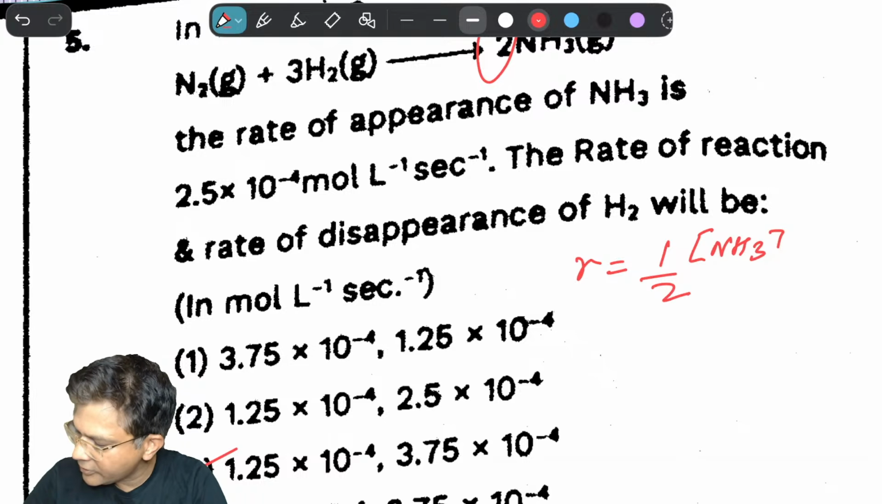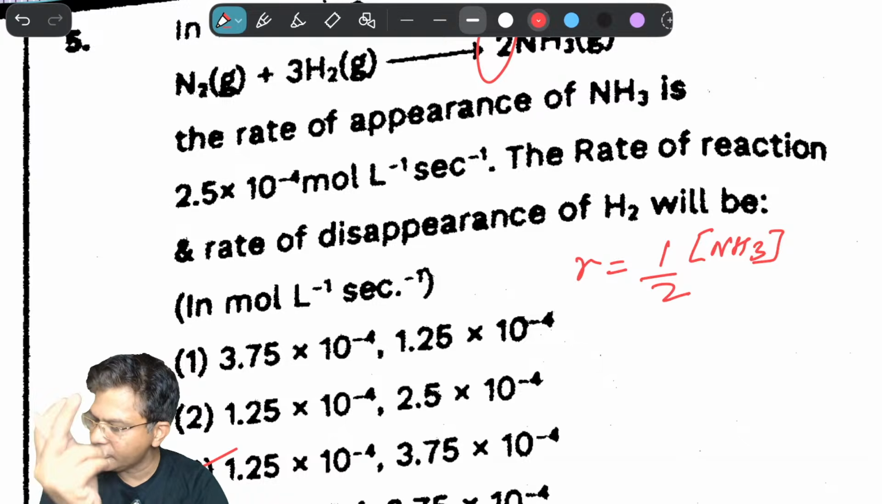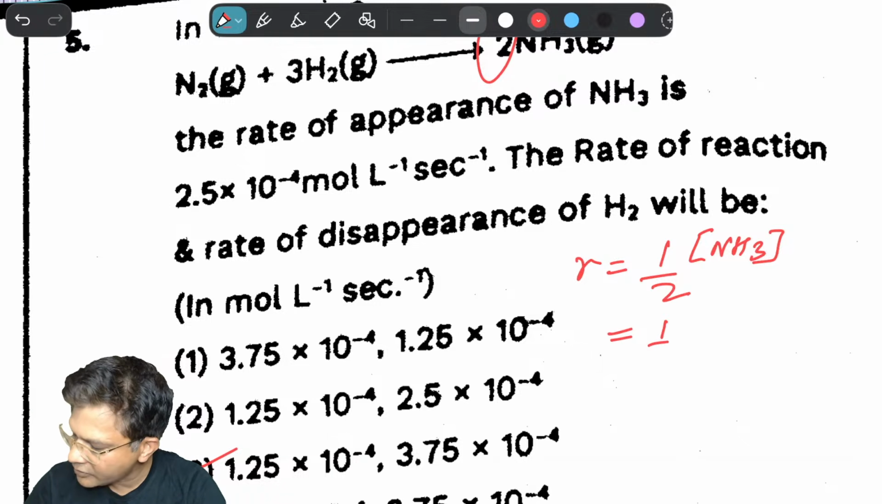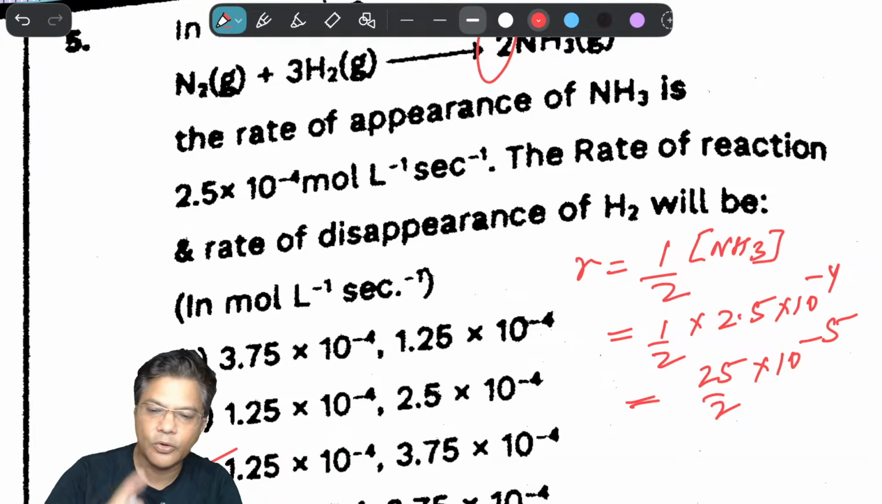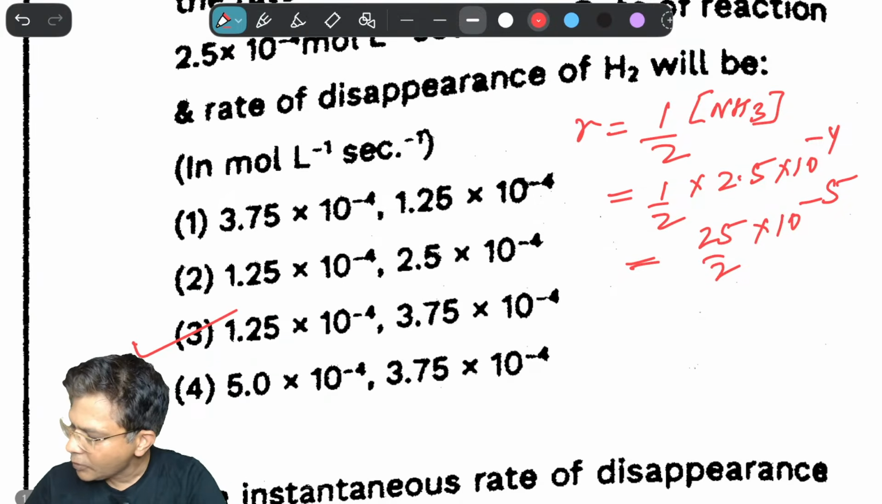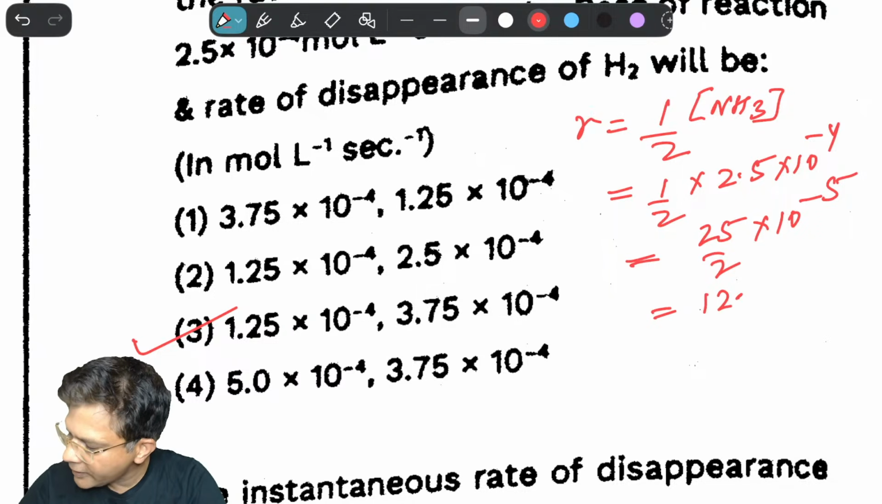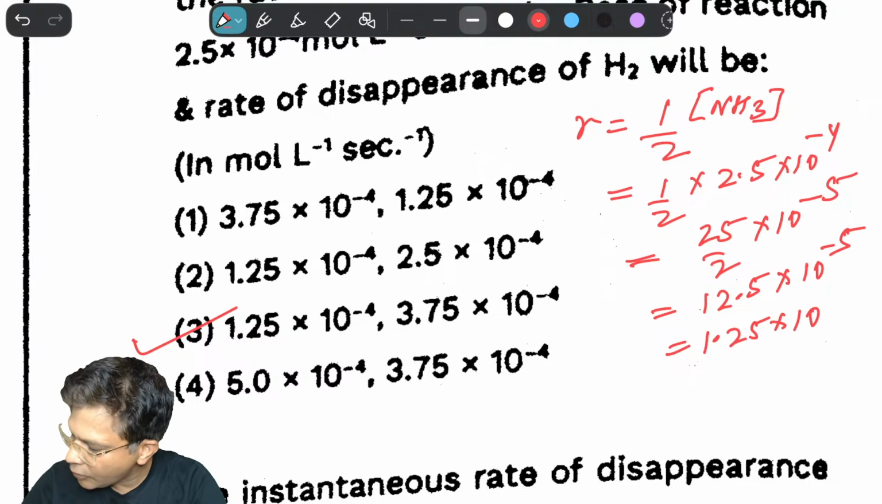So my dear students, that is the rate of reaction. What they said: the rate of appearance of ammonia is this. So half of, just orally you can do it, half of 2.5 into 10 raised to the power minus 4. I have told you, you can write 25 divided by 2 into 10 raised to the power minus 5. What is half of 25? Do let me know. Half of 25 is 12.5. 12.5 into 10 raised to the power minus 5, or 1.25 into 10 raised to the power minus 4, whatever is given.